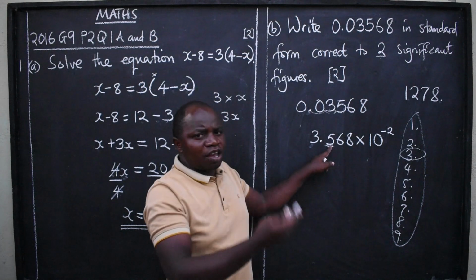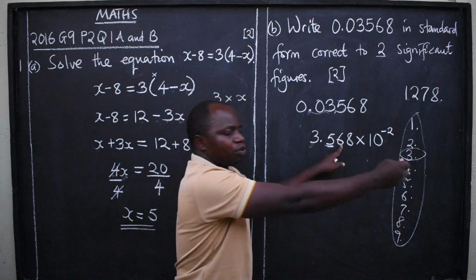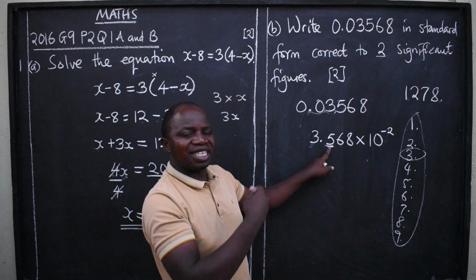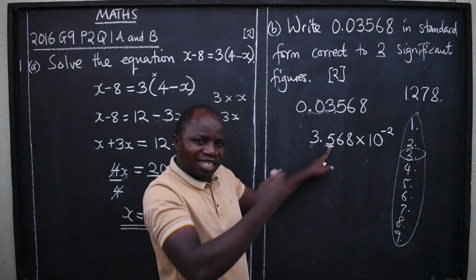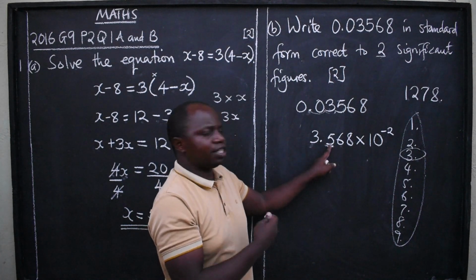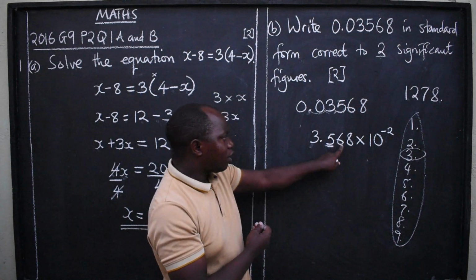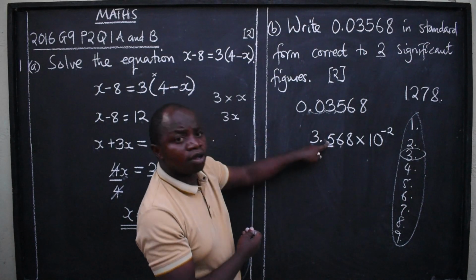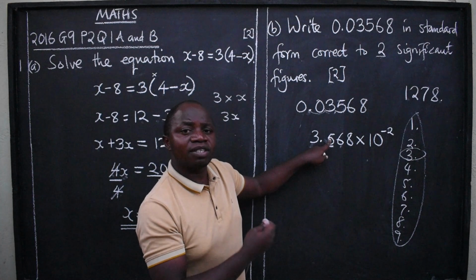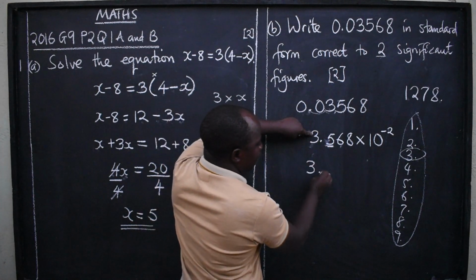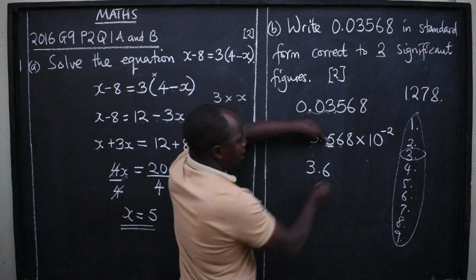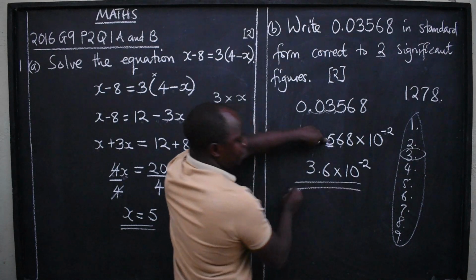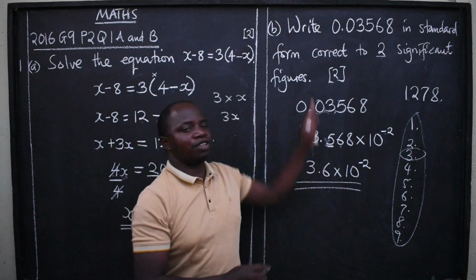Now, when you identify where you are standing, you look at the next one. If it is more than 4, then you are going to add 1 to this. But if it is less or equal to 4, you are going to leave it the way it is. In this case, the next number is more than 4. This is 6. So you are going to add a 1 to this 5 so that it becomes 6. Therefore, you are going to write 3.6. This one will turn into 6 times 10 to the power negative 2. This now becomes the correct answer for this question.